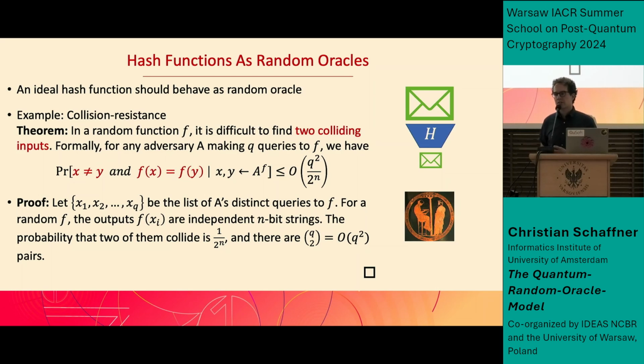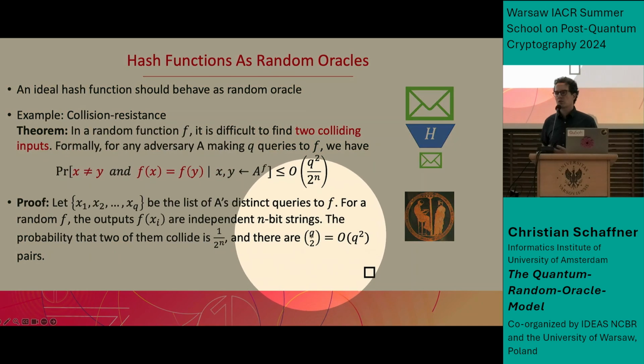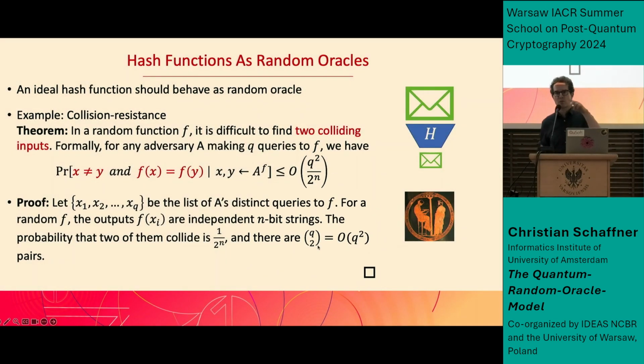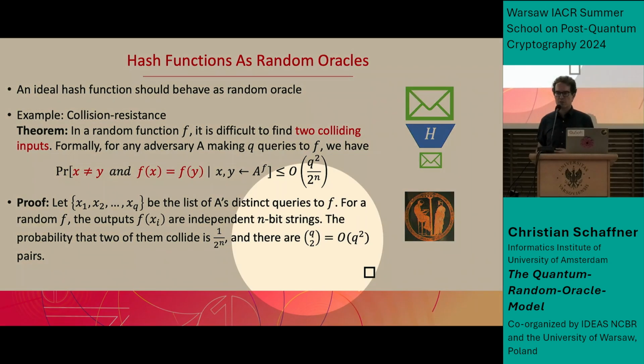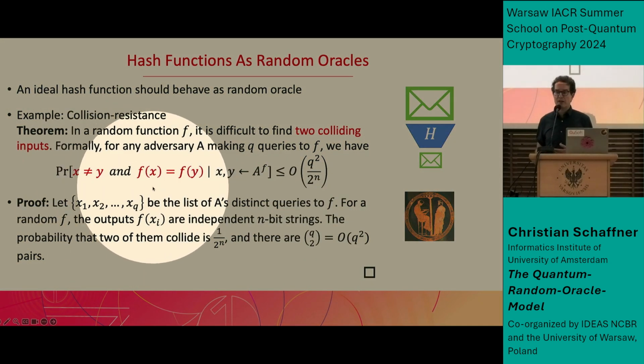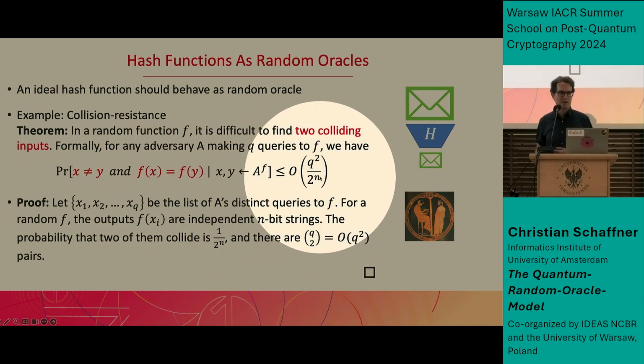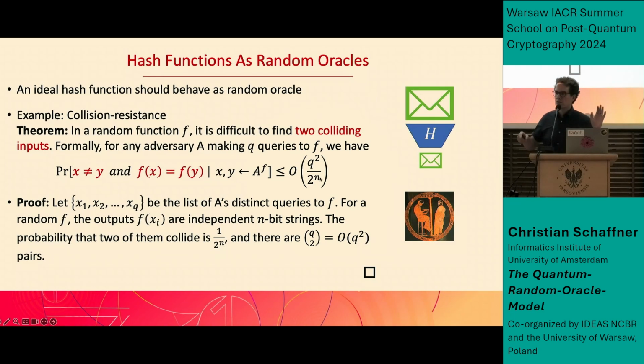And if you have such a list of q entries, there's q choose 2, so q times q minus 1 over 2, pairs in that list. So this is roughly like q squared pairs. And so by a union bound, you can argue that the probability that you find two that collide, if they all have random outputs, is upper bounded by this. So pretty easy, straightforward proof. I hope everybody has seen proofs like this before.